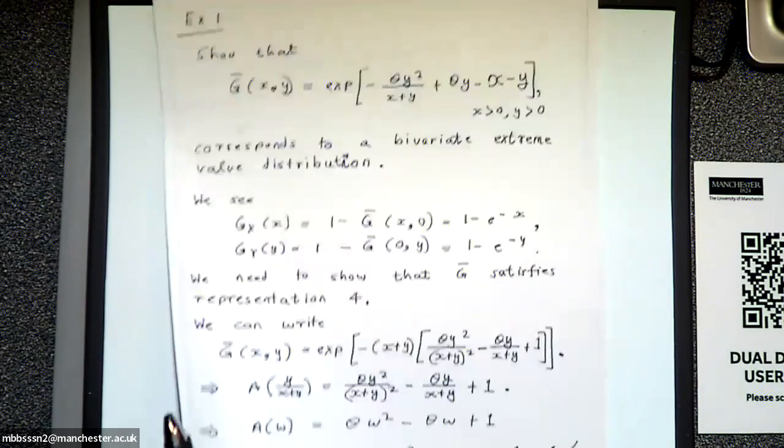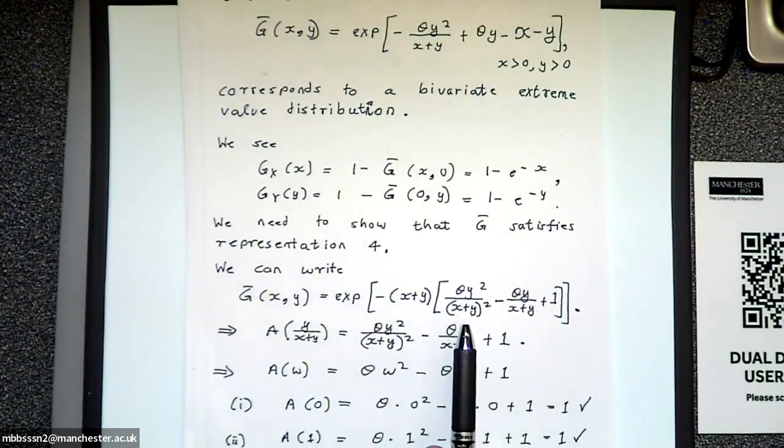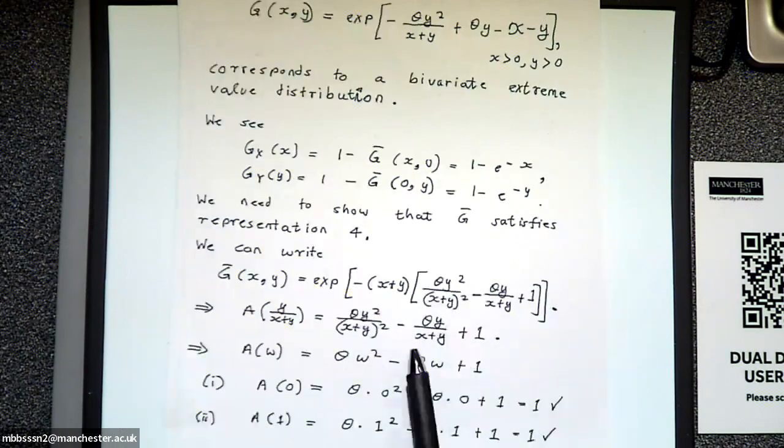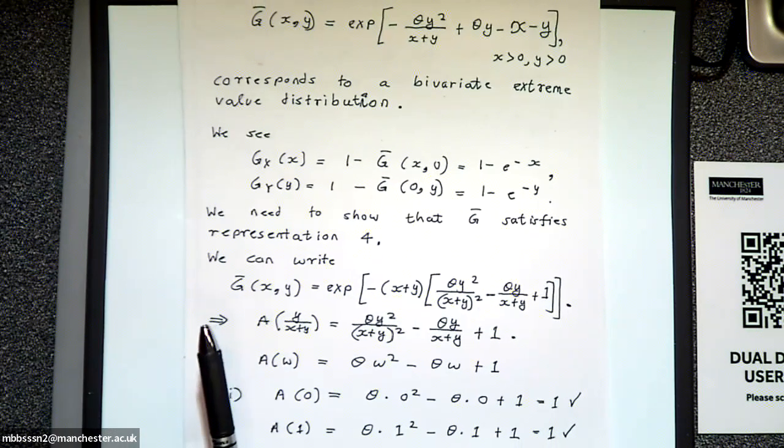To figure out the function A, you write this in this form, right? So your function A is equal to this, which means that A of omega is this function here. Then you must check the 4 conditions. Remember, there are 4 conditions that a function A must satisfy. The first condition is that A at 0 must be 1. The second condition is that A at 1 is 1.